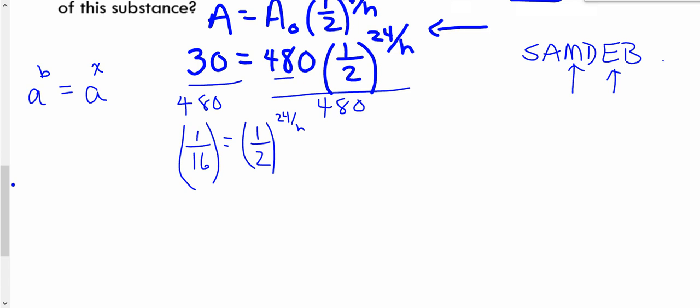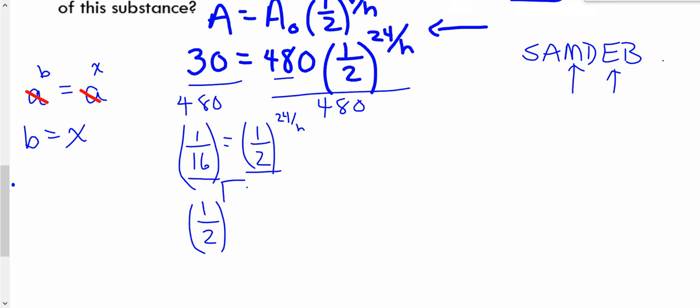If those powers were equal to each other and the bases were the same, then remember we were able to just drop our bases and equate our exponents. That's my grade 11 mission, okay? I'm trying to get this base and this base to be the same. So 1/16 needs to be written as 1/2. I want that to have the same base.